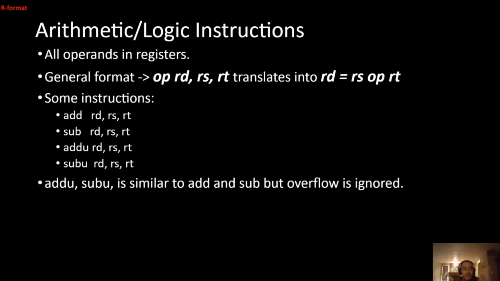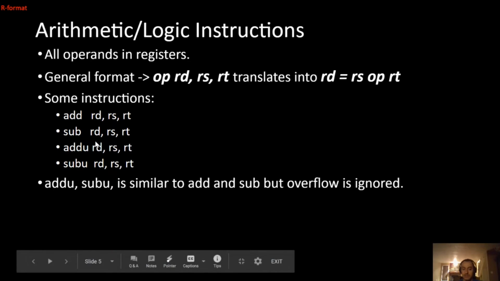So first, let's look at the R format. The general format is that we have an operation and we have two registers. Examples of that are, for example, add. If you remember, we had something like add $s0, $s1, $s2, or subtract, or add unsigned and subtract unsigned. These are the examples.